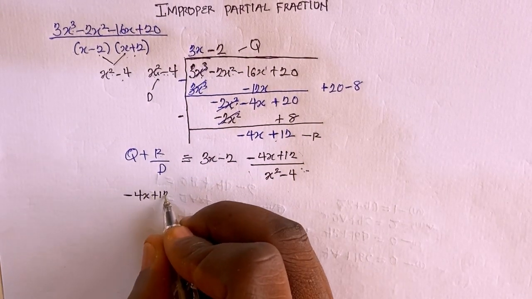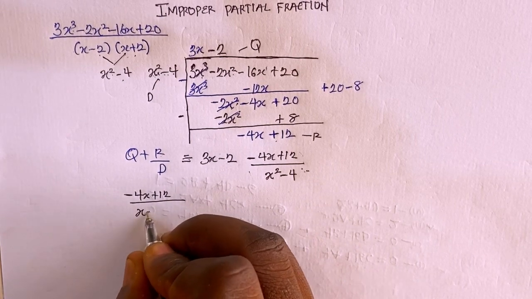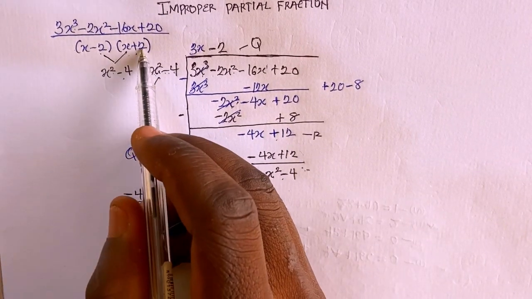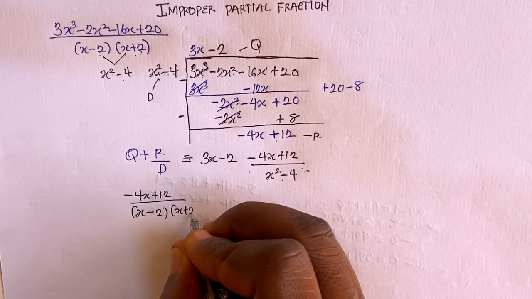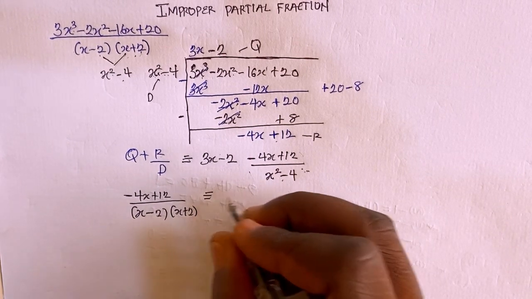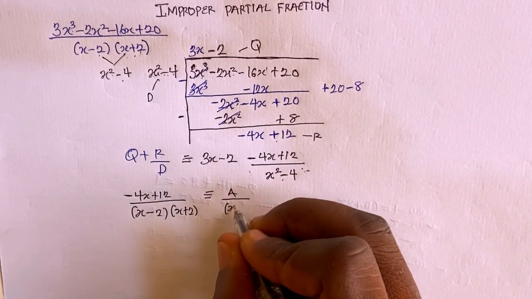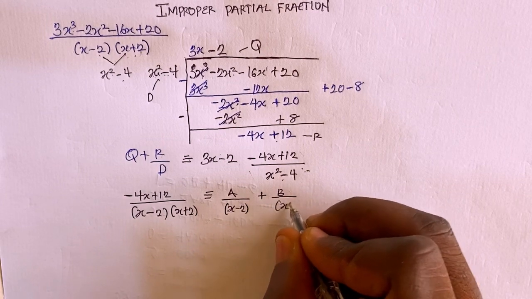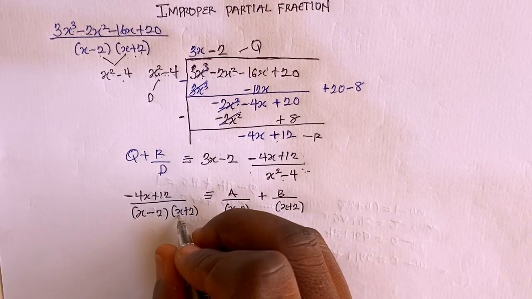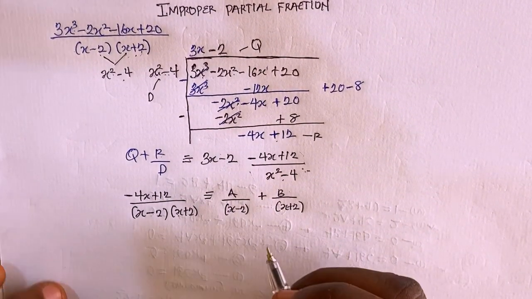Then plus 12 divided by x minus 4, I can write as the factor, which is x minus 2 and also x plus 2, right? Which is equivalent now to a over x minus 2, then plus b over x plus 2. So resolving this into partial fractions, then I'll go ahead.